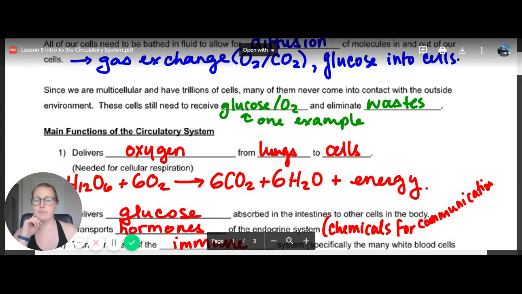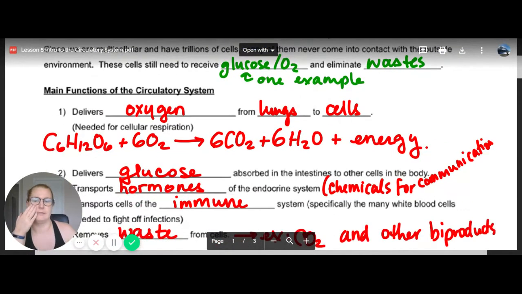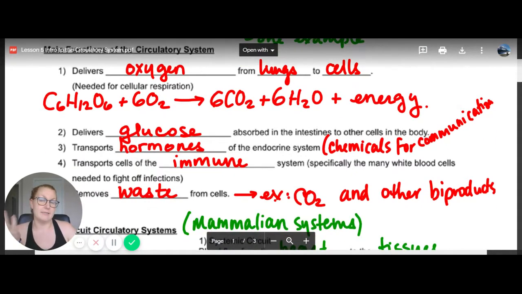So that brings us to talk about the main functions of the circulatory system. First and foremost, it needs to deliver oxygen from the lungs to our cells. Again, we need that for cellular respiration, which I've written here yet again. And it also needs to deliver the glucose, which is absorbed in the small intestine, to the other cells of our body. So the circulatory system is just so necessary for that.